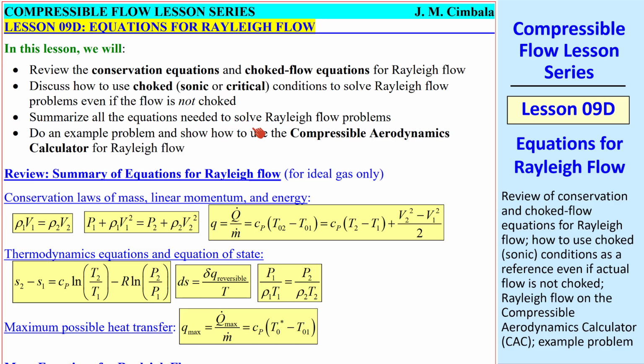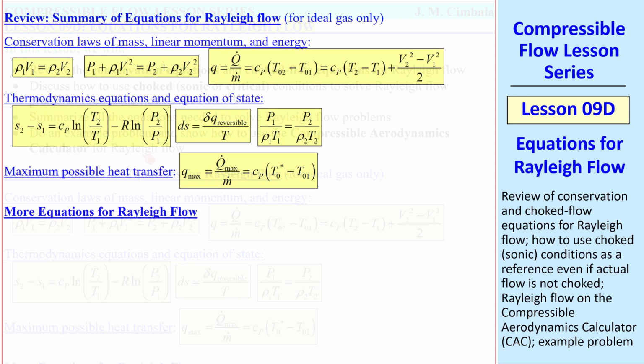After I summarize all the equations, I'll do an example problem and show you how to use the compressible aerodynamics calculator for Rayleigh flow. Here's a summary of the equations we have so far: mass, momentum, energy, TdS equation, ideal gas law, and when you have choked conditions, the maximum possible heat transfer. Let's develop some more equations that we'll need.